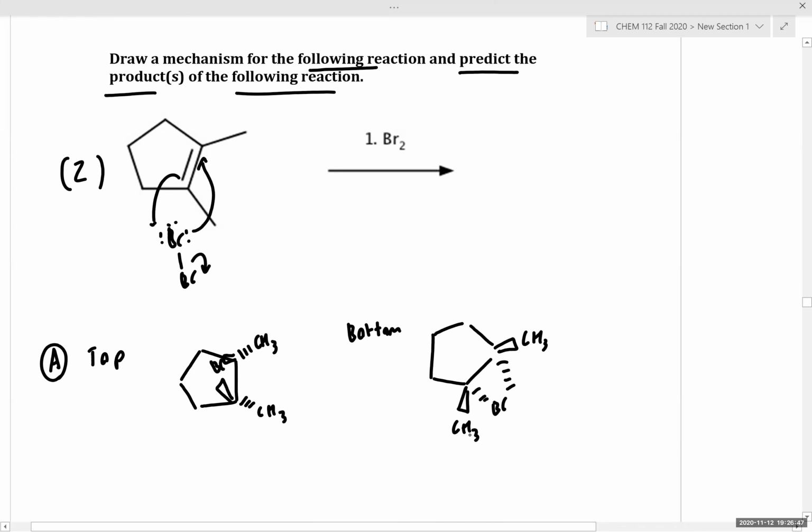Okay, so now that we have our two possibilities, what is our next step? These two possibilities will potentially give us a pair of enantiomers, but are they really enantiomers? That's at the heart of this question.